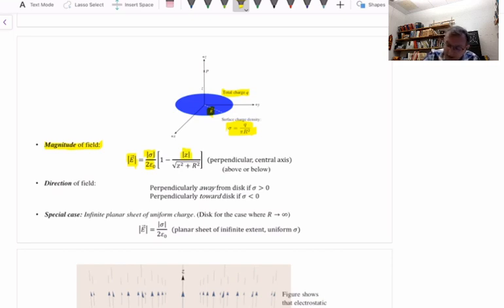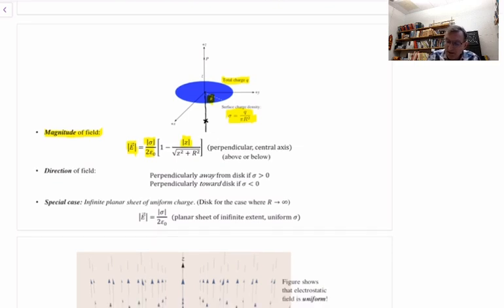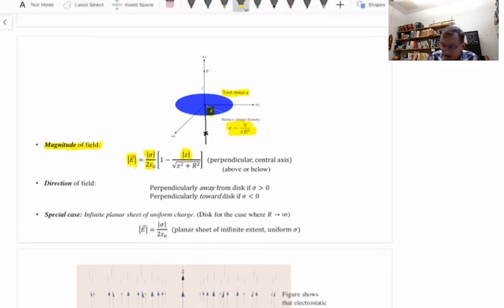Why absolute value of z? Because then the formula is also valid if point P, like there, is below the xy plane. Because it's absolute value of z in that formula. So this is on the perpendicular central axis above or below the disk. Now that's the magnitude of the electric field.